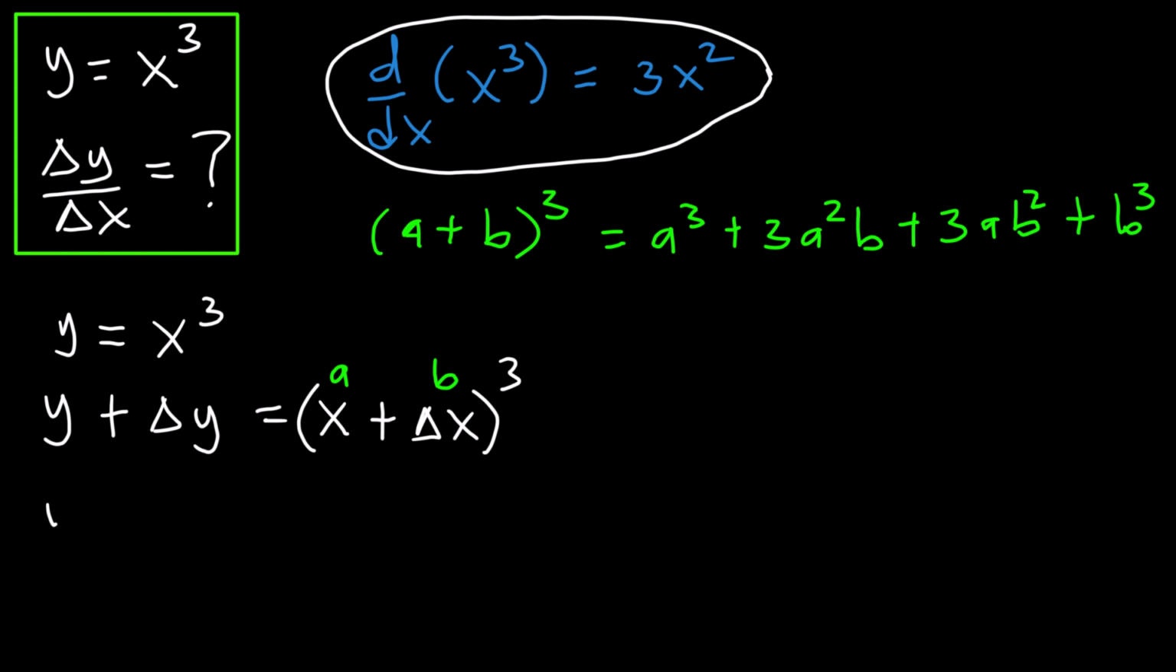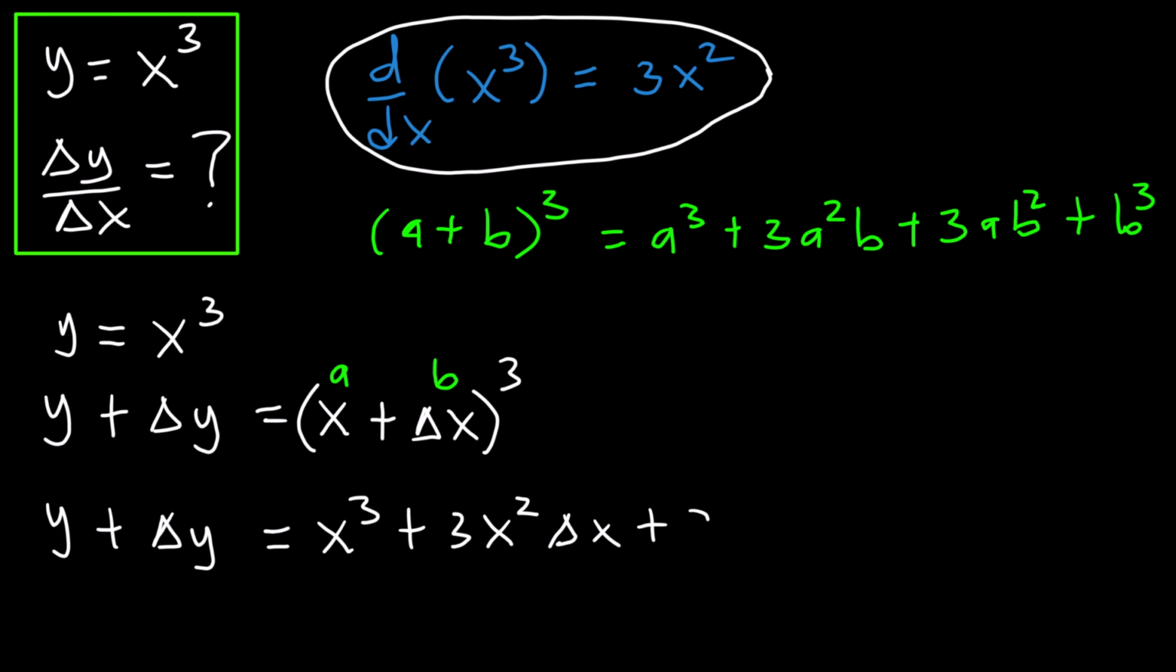So we shall have y and then plus change in y, and this will be equal to x to the power of 3 plus 3x to the power of 2 times change in x, and then plus 3x times change in x to the power of 2 and then plus change in x to the power of 3. Now at this point, what we need to do is take y to the right hand side.